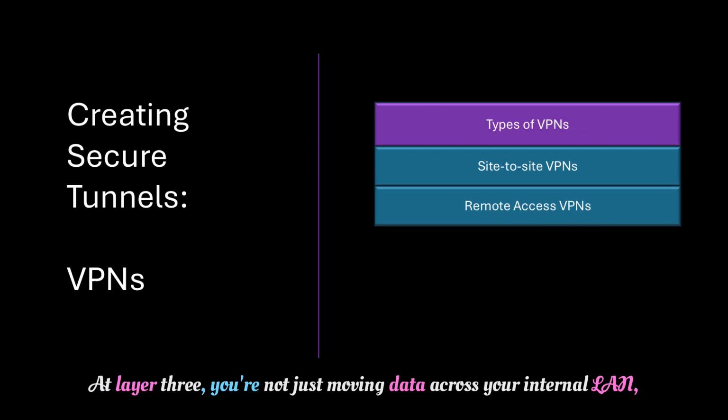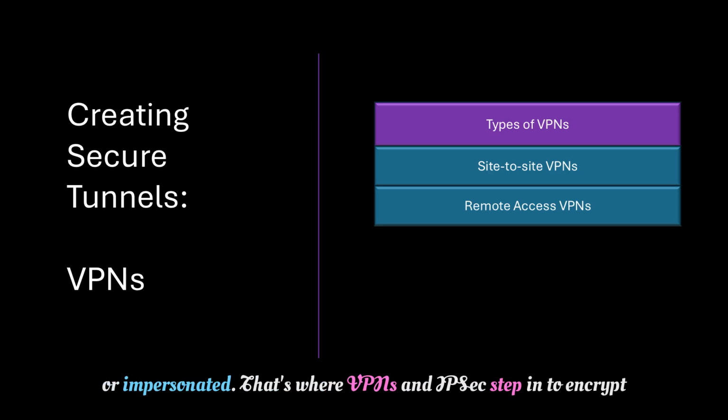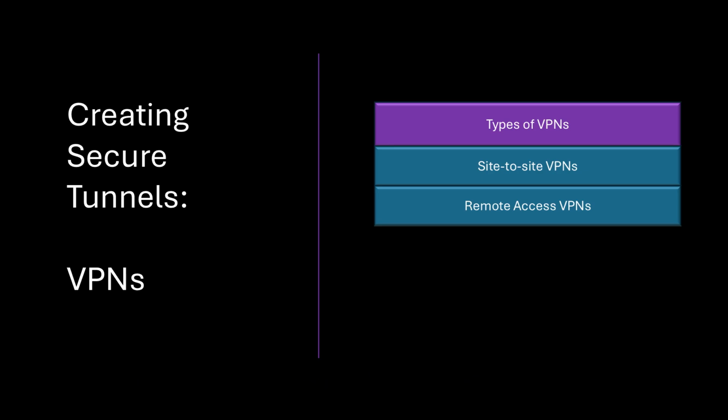At Layer 3, you're not just moving data across your internal LAN. You're moving it across the Internet, between branch offices, remote users, cloud services, and more. Without protection, every packet you send could be intercepted, manipulated, or impersonated. That's where VPNs and IPSec step in to encrypt and secure your data in transit.